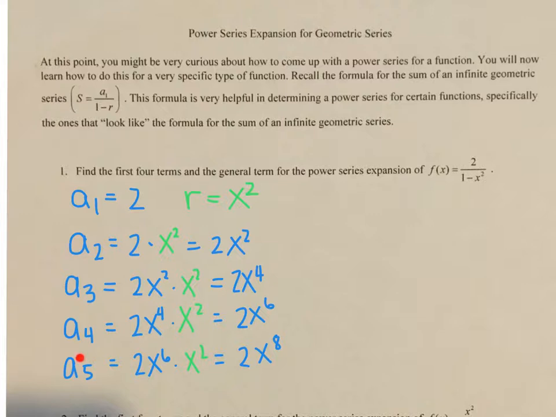Okay, one more time. How do I get my next term? I take my previous term and I multiply it by x squared, which is my r, to get my new term. I didn't do anything fancy. Once I know a and r, I should be able to get each term because it's a geometric series. I get how those work.